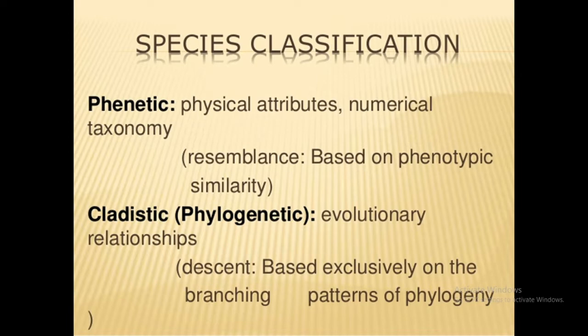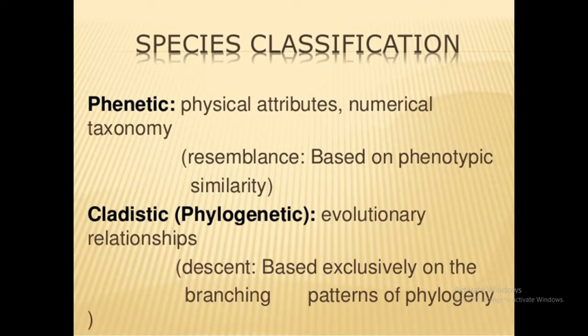Here, plants are classified based on their characters, some of the characters that we can see from outside. Based on that, we can classify them. Only some characters we are considering here. Clear? But what do you mean by the second system, that is cladistic or phylogenetic?